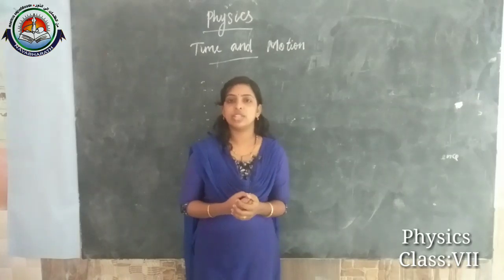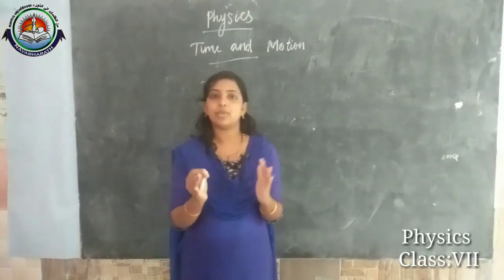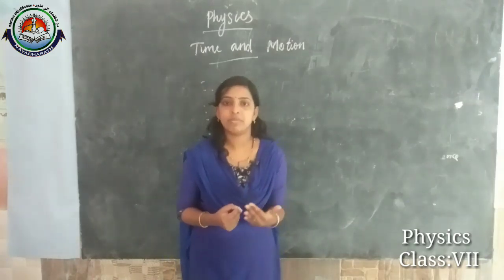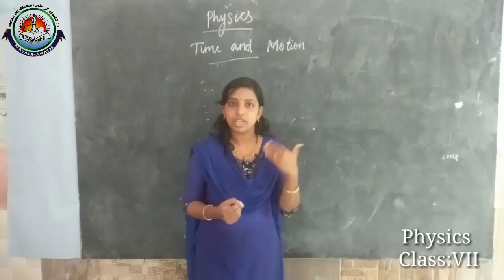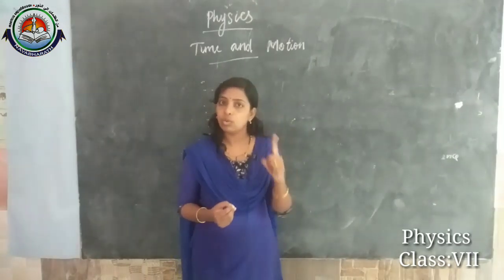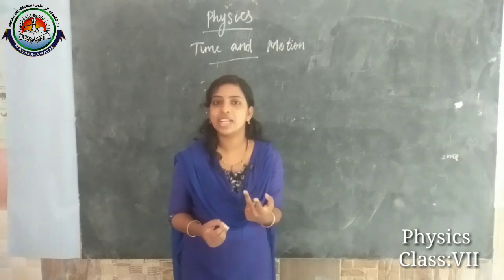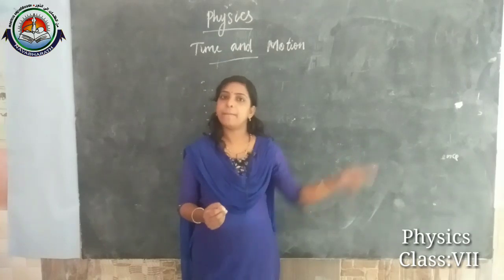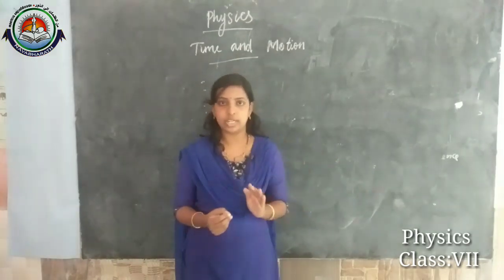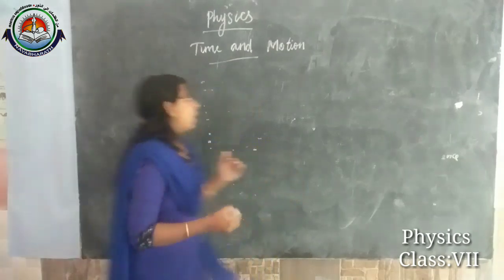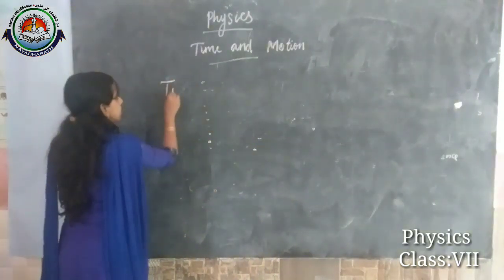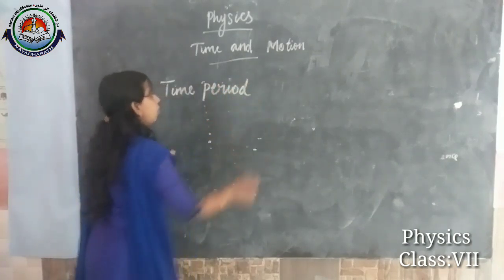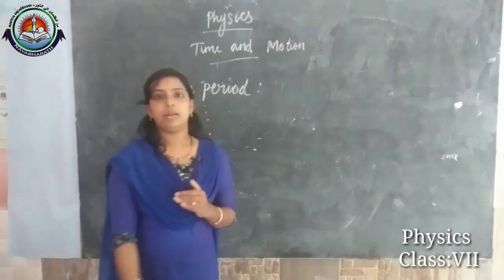Now we are going to discuss in detail the time period of a pendulum. We already know what a time period is, right? Time period is the time taken by the bob to complete one oscillation. Then what is oscillation? The to and fro motion of a pendulum is considered as oscillation, right? So now our main topic is the time period of a simple pendulum.